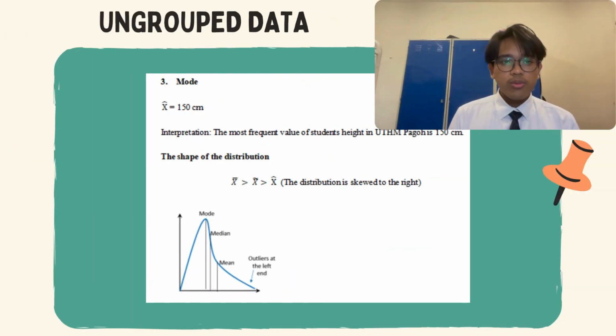Next, we'll go to the mode of the data. The mode of the data is the most frequent data that occurs the most in the set of data. So as we have calculated, the mode is 150 centimeters. The most frequent value of students' height in UTHM Pagoh is 150 centimeters. That means most of our respondents are 150 centimeters. As we have drawn, the shape of the distribution is skewed to the right based on the data of mean, mode, and median.